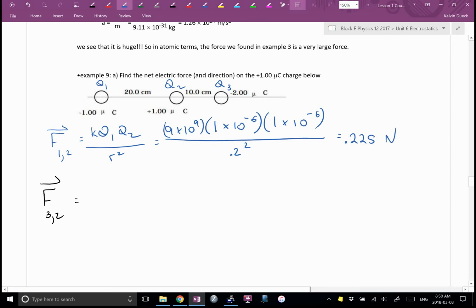And now, direction. So, look at charge 2. Temporarily ignore this one. Pretend it's not even there. Which way will charge 2 feel a force because of that one? Are they like or unlike charges? Unlike? Unlike charges, what? So will this feel a force to the left or to the right?